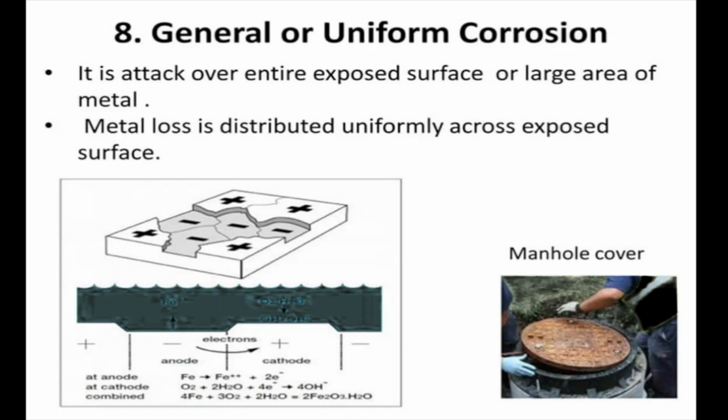The most common example of this type of corrosion is the manhole cover. In the case of a manhole cover, the entire large exposed area has some areas which are raised and some areas at lower elevation, and whenever they are in contact with saline or any other electrolytic medium, which may be acidic or basic, this electron exchange or ion exchange effect will also occur.